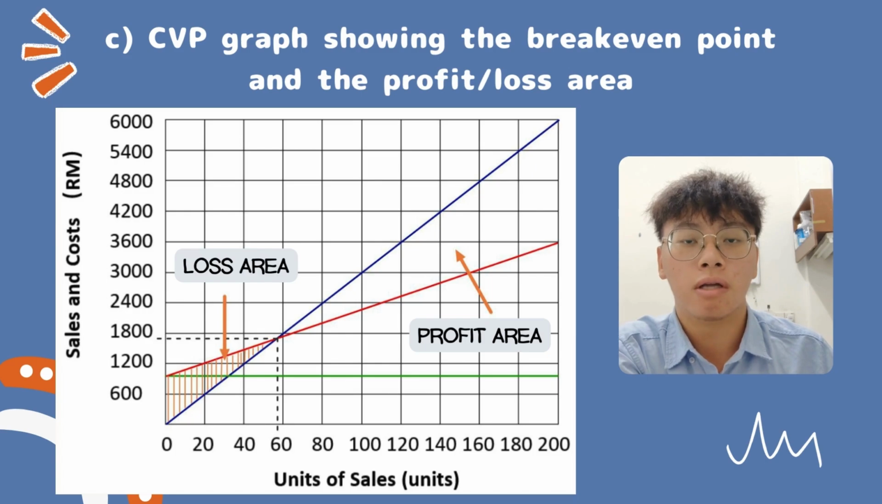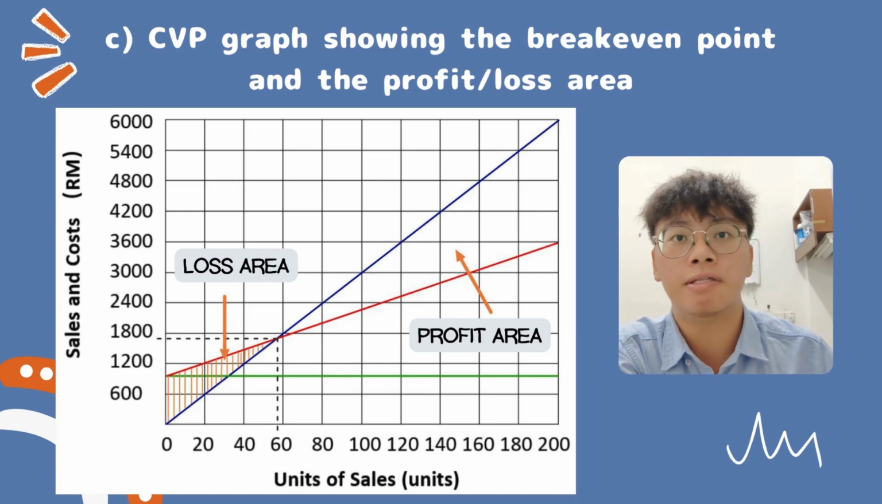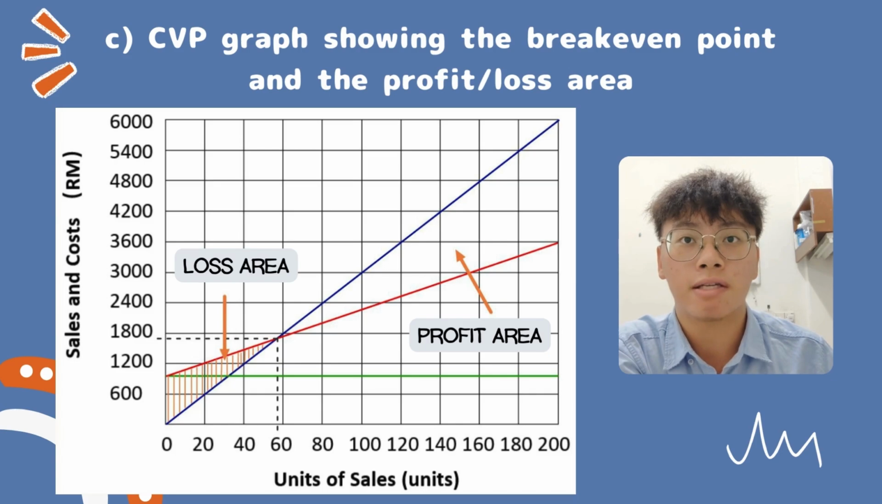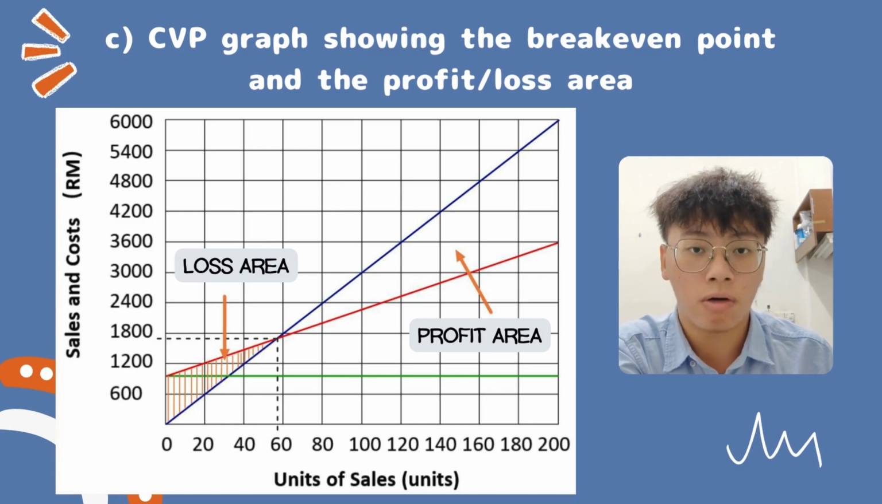The x-axis represents units of sales, and the y-axis represents the sales and cost in RM. The question mentioned that the expected sales volume is around 50 to 200 pieces, so I put the maximum units of sales at 200. The green line represents the fixed cost, which is 1000 ringgit. The red line represents the total cost, which includes the fixed cost and variable cost. The blue line represents the total sales.